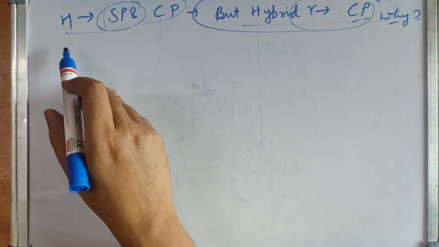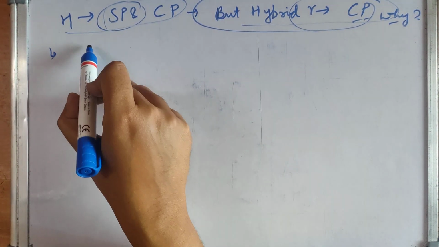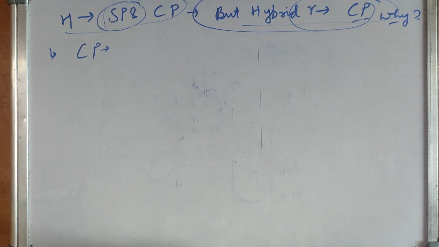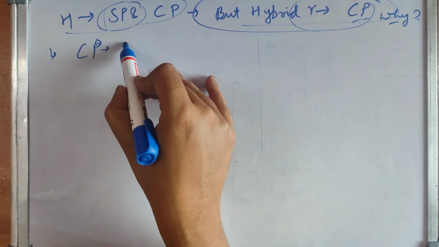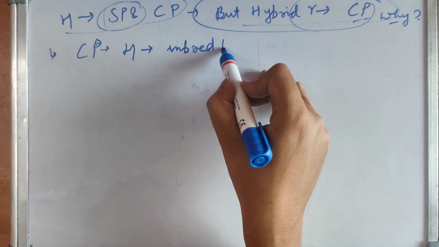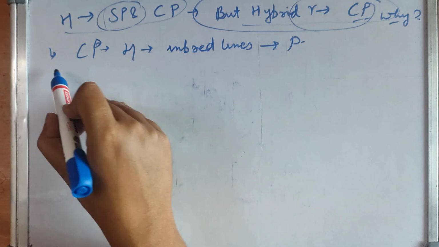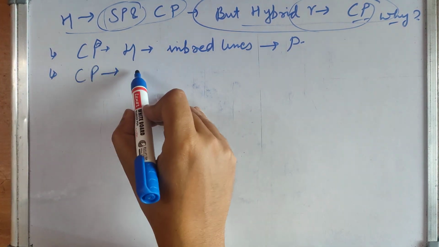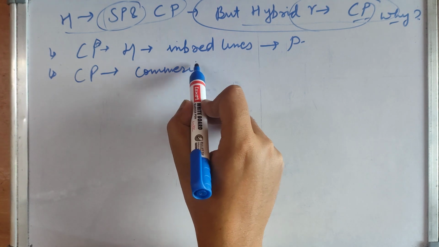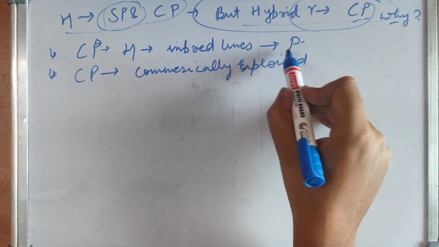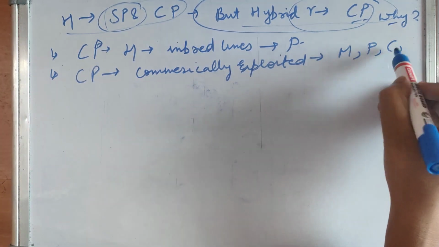So heterosis can be seen in both, but why are hybrids mainly seen in cross-pollination? The reasons: first of all, cross-pollinated varieties in general show heterosis, particularly when inbred lines are used as parents. Secondly, in many cross-pollinated species, heterosis has been commercially exploited, in crops such as maize, pearl millet, cotton, onion, etc.